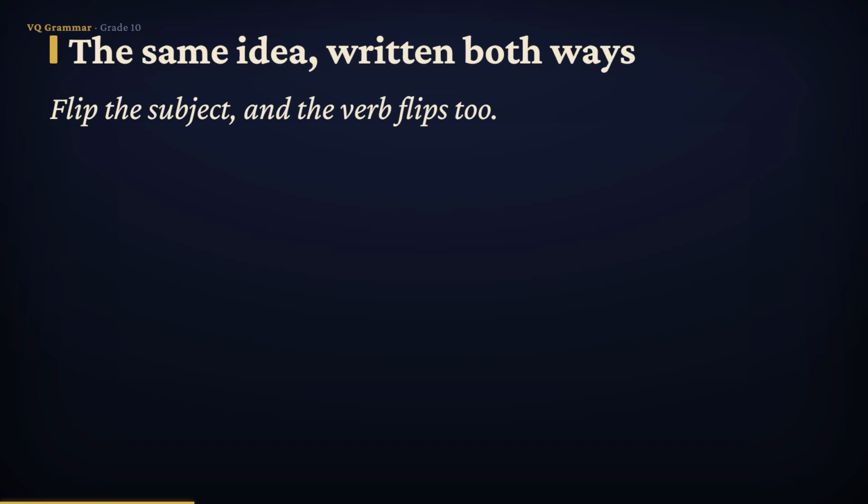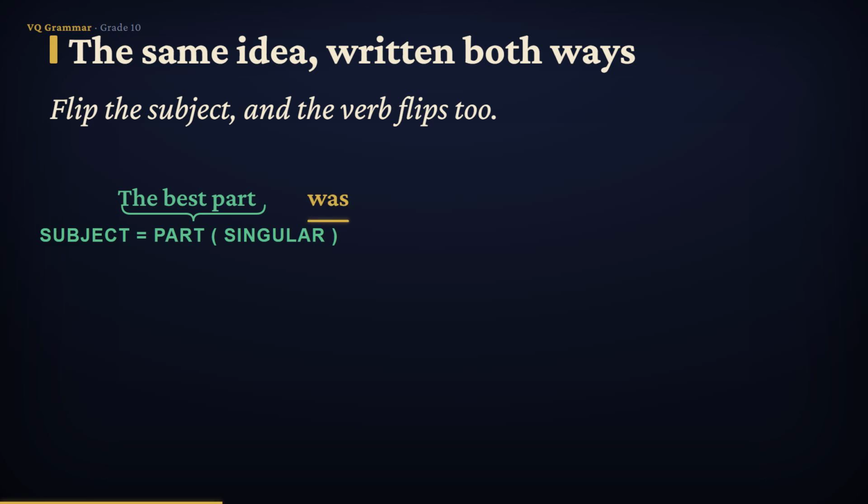Now watch the centerpiece of this lesson. I'm going to write the same idea twice, and the verb is going to flip. Here is the first version. The best part of the trip. That is what the sentence is about, so that is our subject, and part is singular. Then comes the linking verb, was, and after it, the long hikes, plural, sitting right next to the verb, but only a predicate nominative. It gets no vote. Singular subject, singular verb.